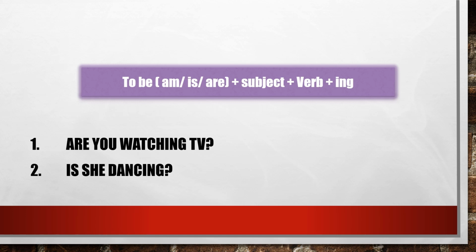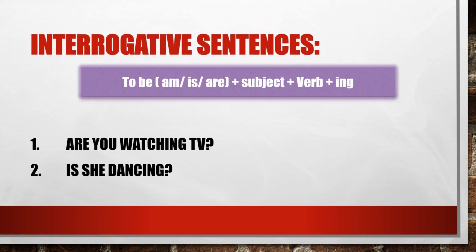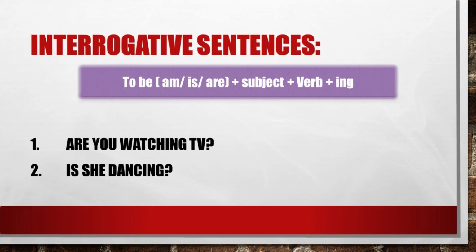Interrogative sentences. To form a question in the simple present continuous tense, we invert the subject and the form of "to be". Take a look at these examples. Are you watching TV? Is she dancing?